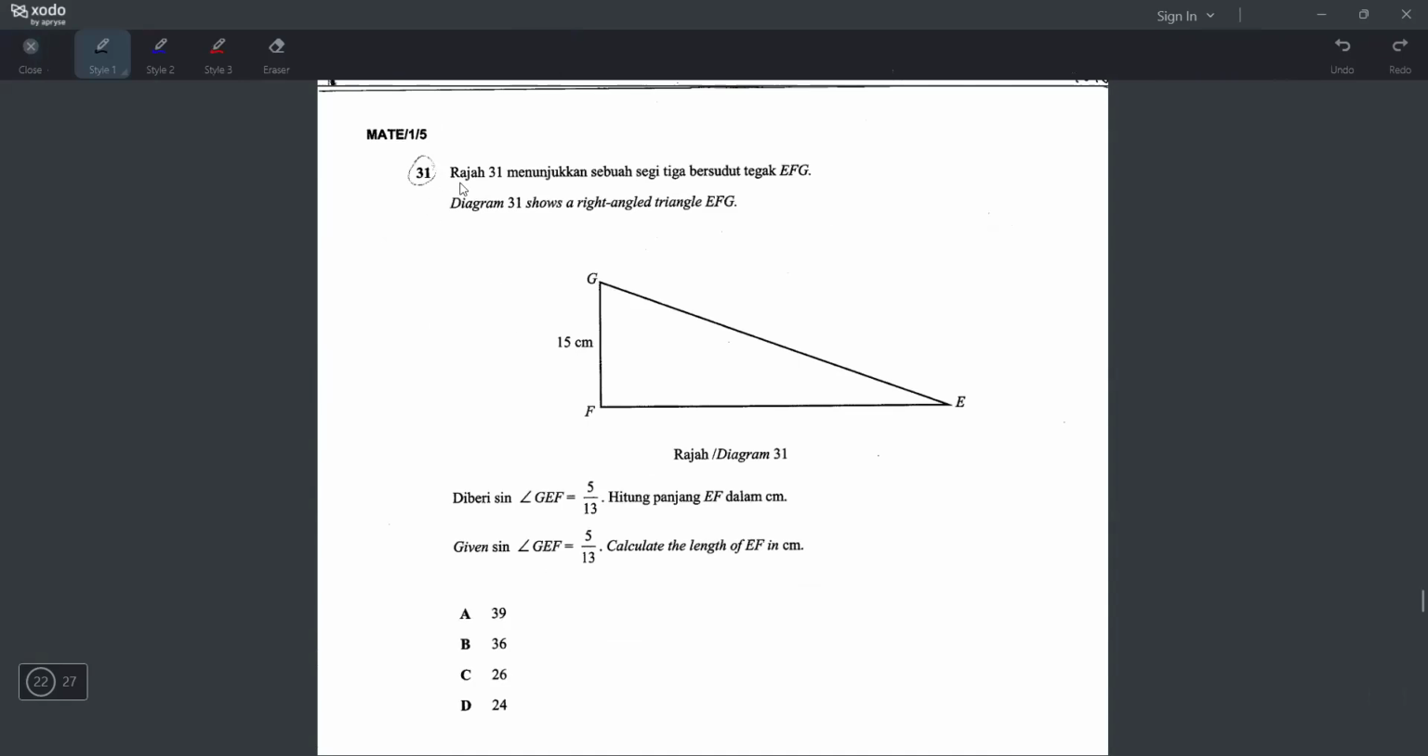Okay, let's continue. 31. Diagram 31 shows a right angle triangle. So must have 90 degree right angle. And then EFG. Okay, no problem. Sin GEF is 5 over 13. Write it down. Okay, I sudah cakap banyak kali. When it's a trigonometry question, sin, cos, tan is trigo. When it's trigonometry, first check your angle. Check whether it's quadrant 1 or not first. If it's not quadrant 1, you better find your reference angle. This thing I mentioned so many times in all my videos already.